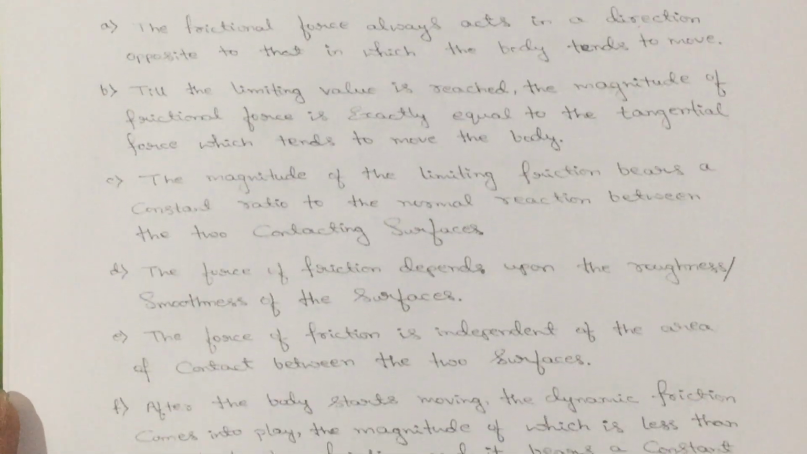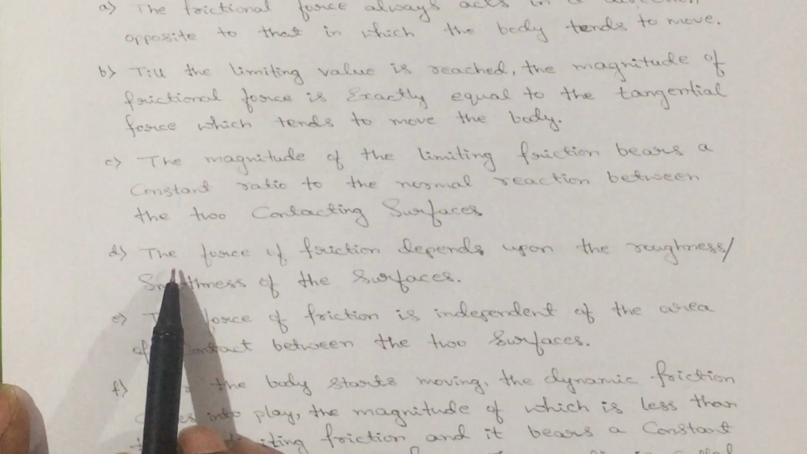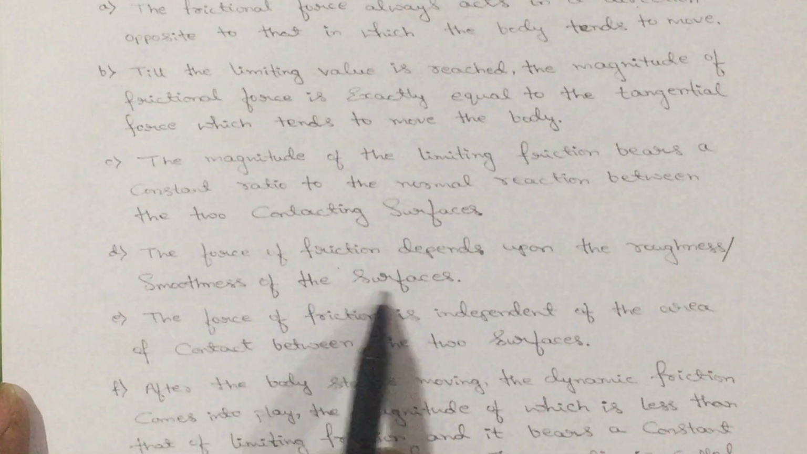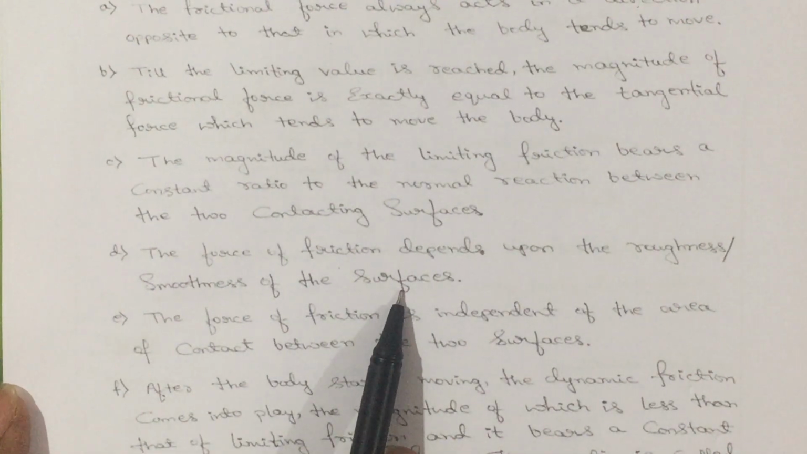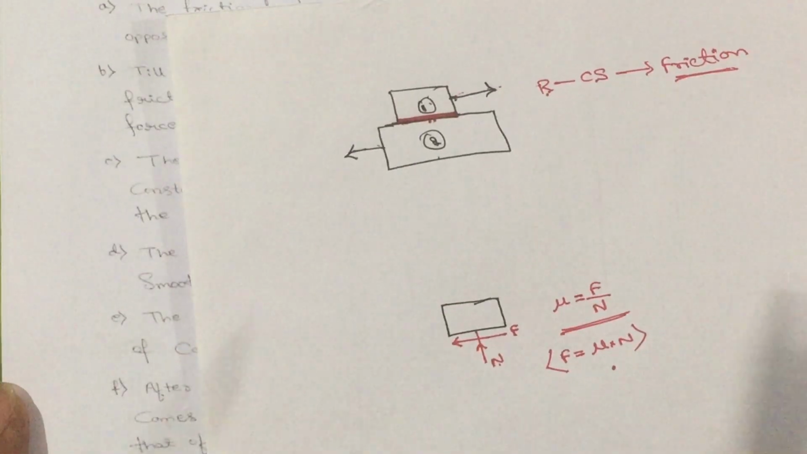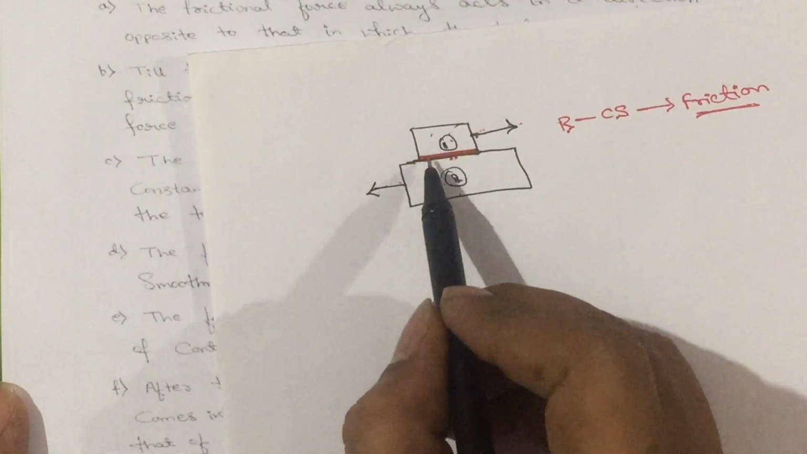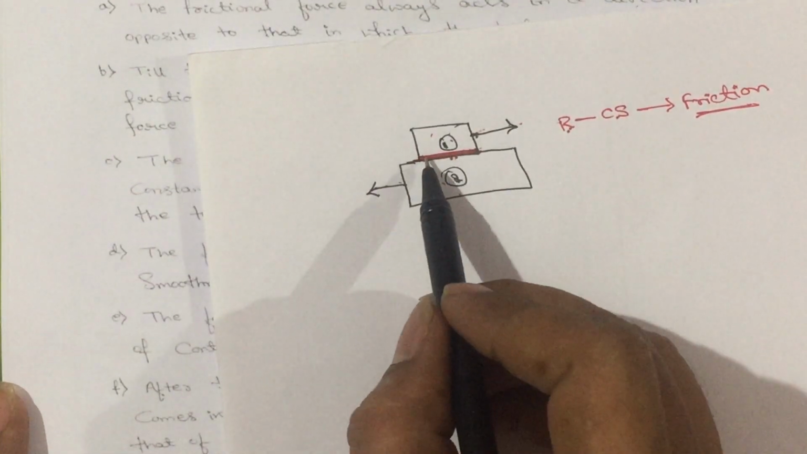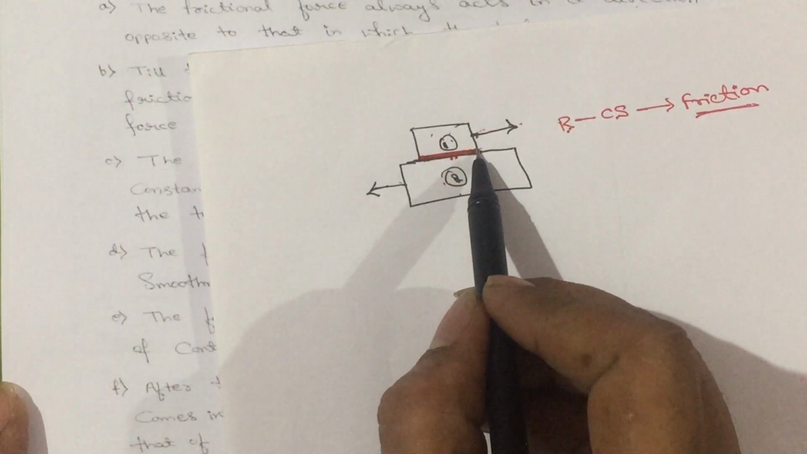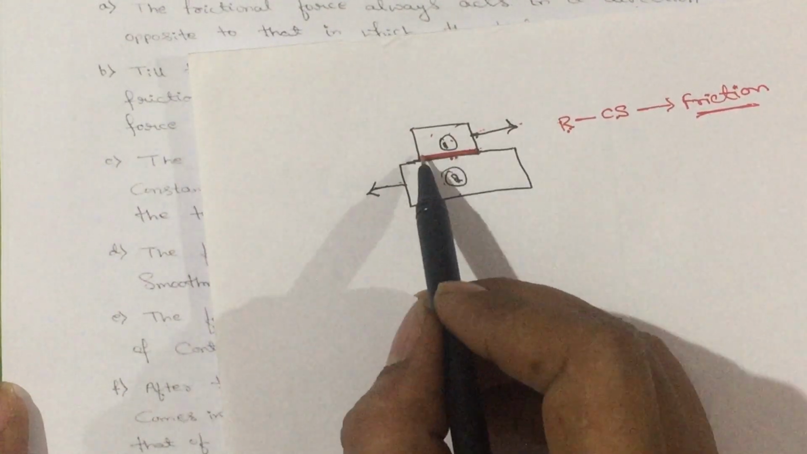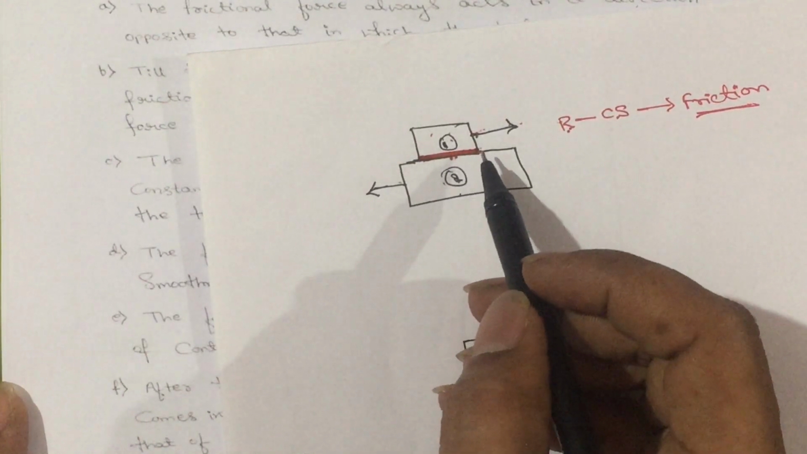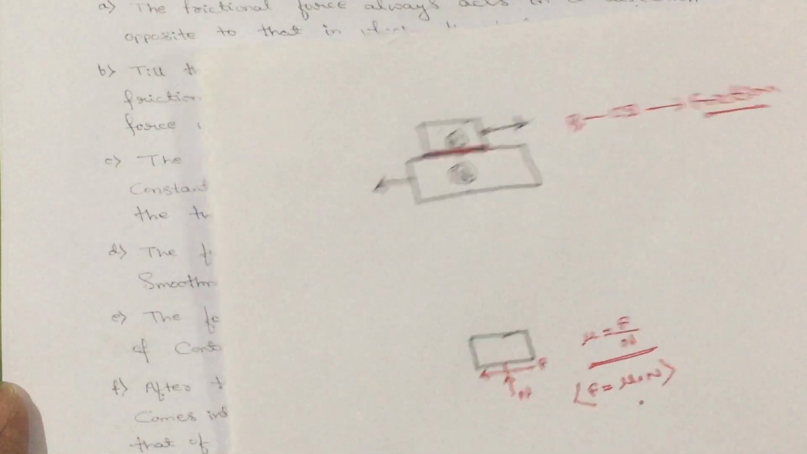Then the force of friction depends upon the roughness or smoothness of the surfaces. Here the two bodies are there, and this is the contact surface. If the contact surface is smooth, then the friction will be less, the resistance will be less. If the contact surface is rough, then the friction will be more.